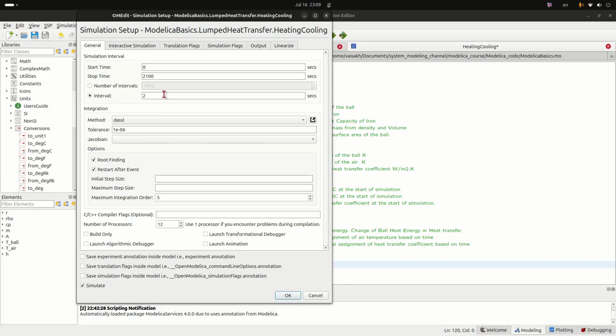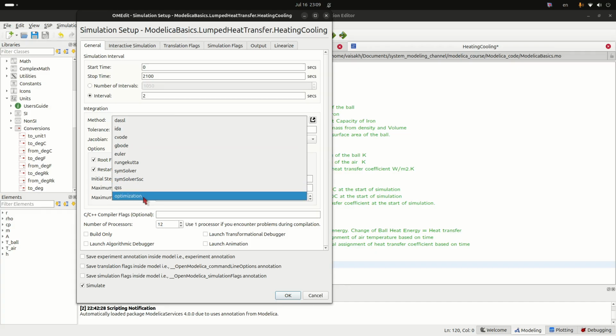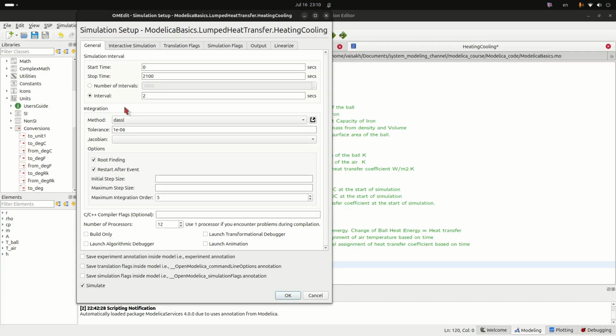So we know that the total simulation time is 900 plus 1200, that is a total of 2100. So we have given the starting time as 0 and stopping time as 2100. And we are simulating it with an interval of 2 seconds for each iteration. The solution method is DASSL, which is the default one that OpenModelica provides. There are a bunch of solvers available, but for this simple example, we will stick with the default one.